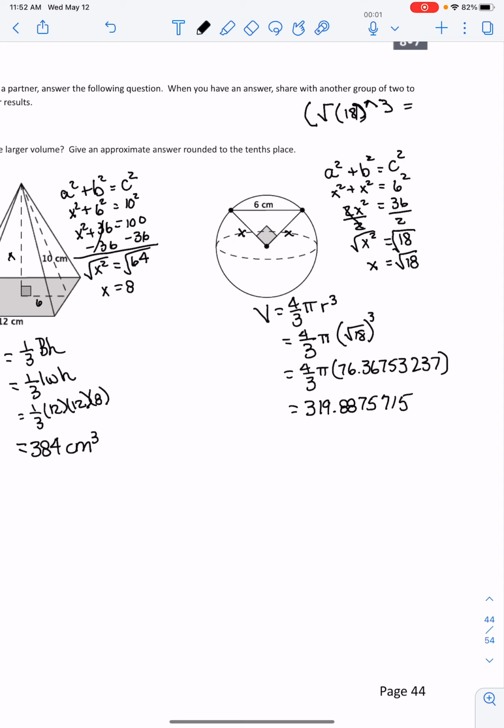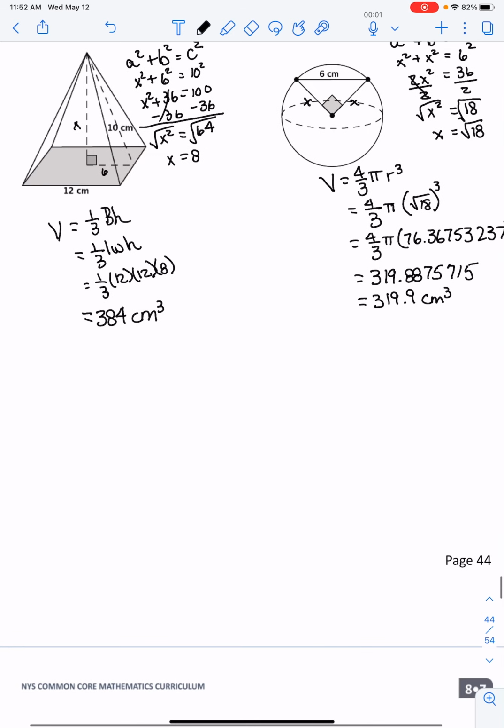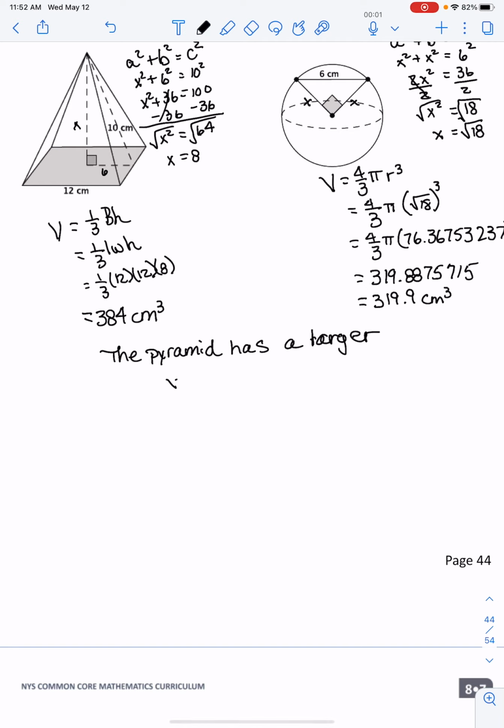319.8875 rounded to the nearest tenth. You're going to get 319.9 centimeters cubed. So which is larger, the volume, the pyramid, has a larger volume. And that ends today's lesson.